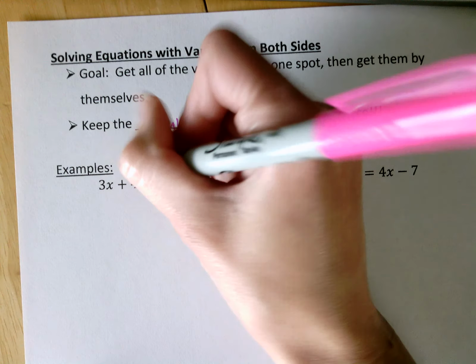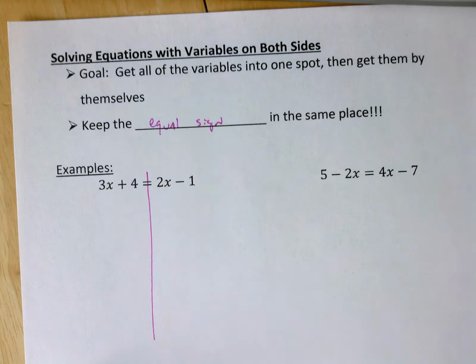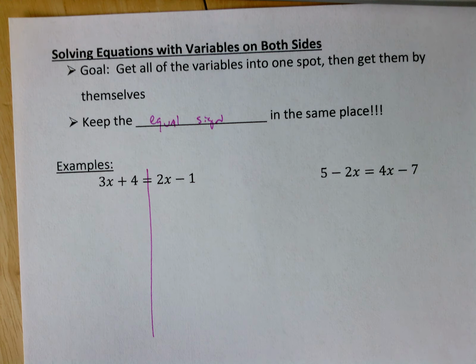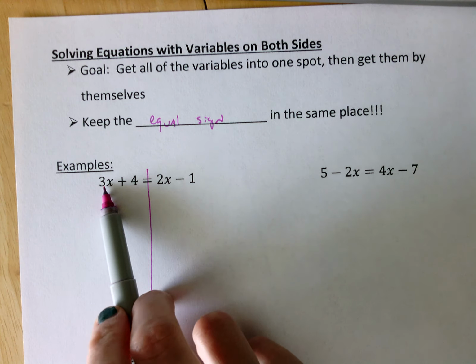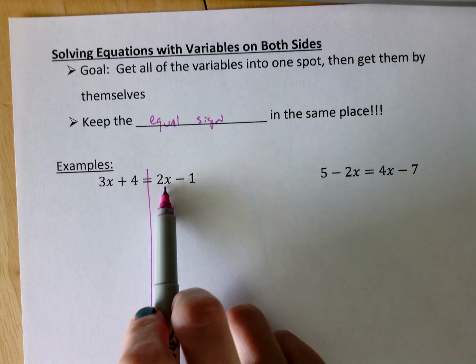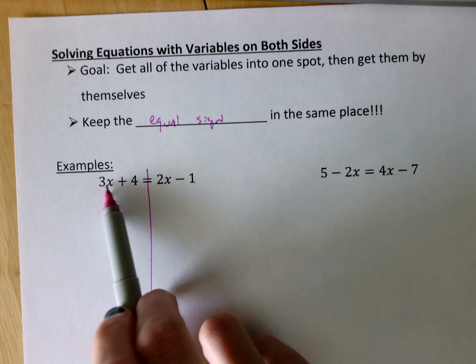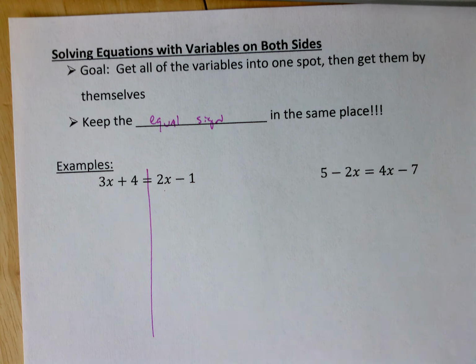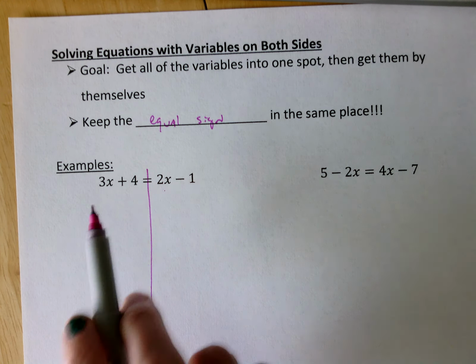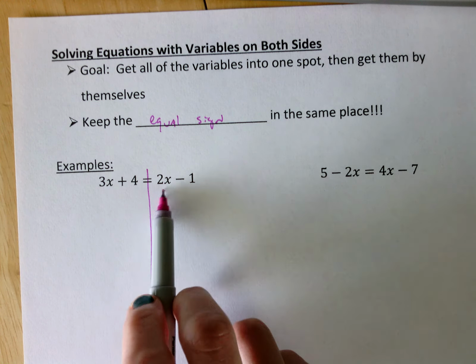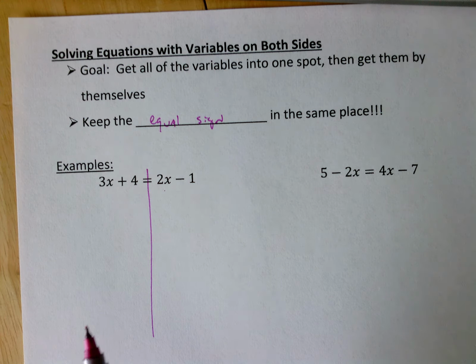So let's look at this guy right here. So here's my equal sign. I'm going to draw my line to keep that all in order to make sure I don't cross over. Okay, and now you'll notice that there's a 3x on this side of the equal sign and a 2x on that side. So there's x's in both places, and that's what I mean by saying that we have variables on both sides. So what I want to do is get all of these x's together in the same spot. That's my first step.